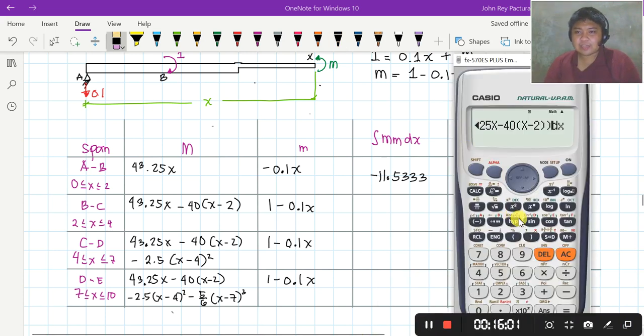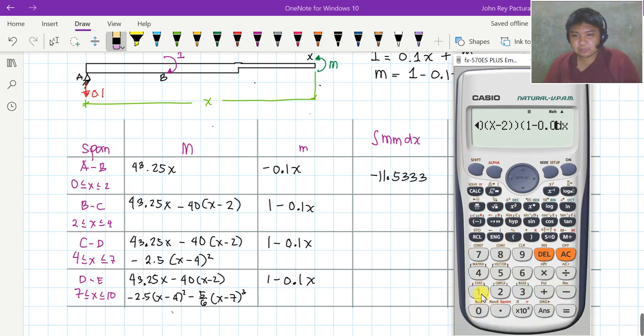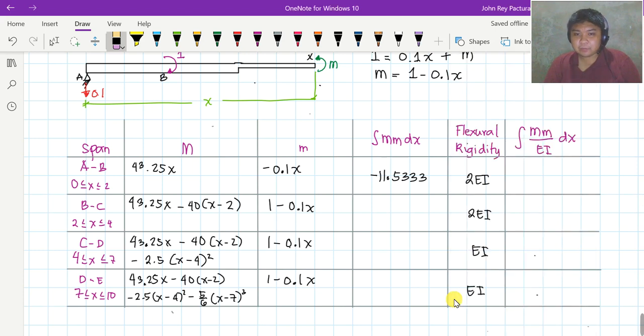Then, class, let's put the small m as 1 minus 0.1x this time, right? Just look at the table, class, and our limit will be from 2 to 4, okay? Because that is the boundary of B to C. Just press the equal sign, and the answer is 125.4333. Okay.